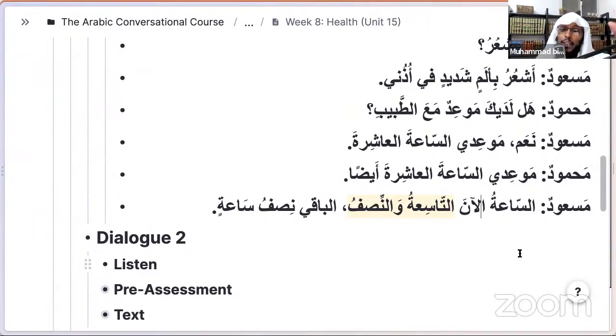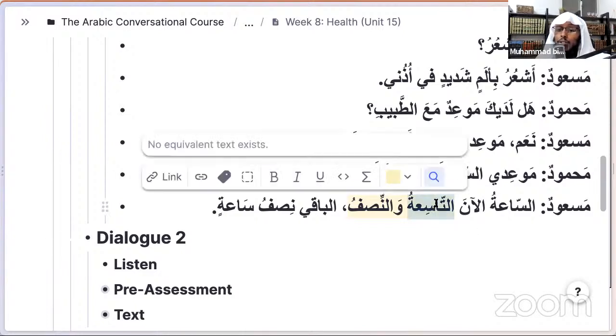So if you can say التاسعة والنصف by itself, yes, then it's probably badal. So التاسعة والنصف الآن, that would be badal, if that's okay. If that's not okay, then we have to use التاسعة والنصف as an adjective. Either way, whichever one it is, that's not the important point. The important point is that this is not a khabar.